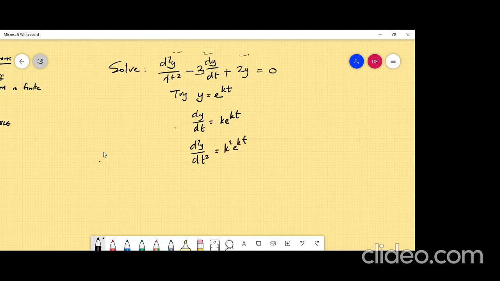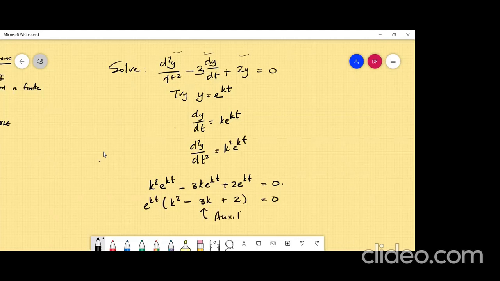So now if I take that and plug them back into the equation above, then I'm going to get k squared e to the kt minus 3k e to the kt plus 2 e to the kt is equal to 0. Now e to the kt is never 0, so I can factorize it out. And then I get k squared minus 3k plus 2 equals 0. So this is what we call the auxiliary equation.